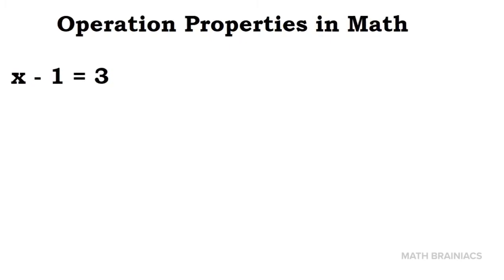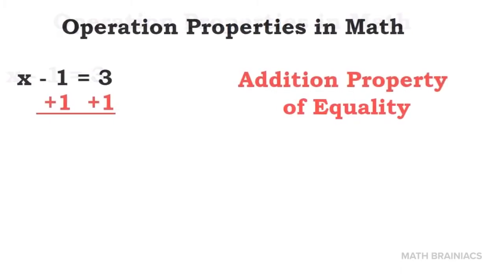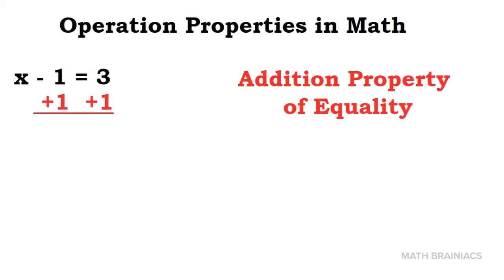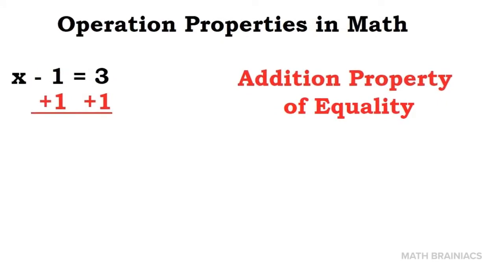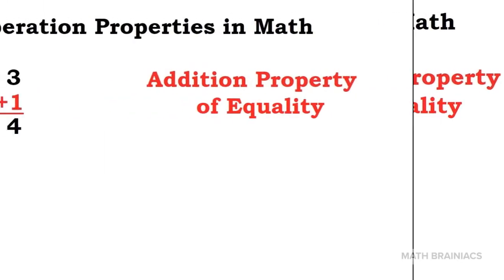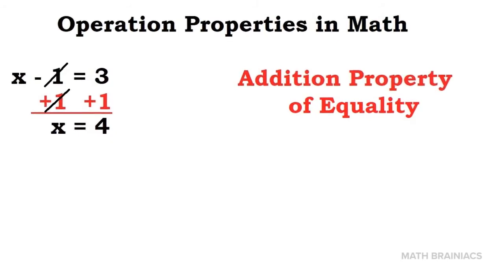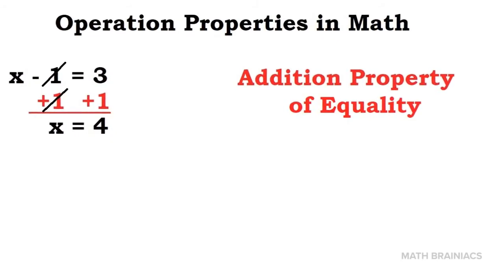Let us work on this example. x minus 1 is equal to 3. What property are we going to use to solve for x? We need to use the addition property of equality here. We need to add 1 on both sides of the equation. Accordingly, we can cancel out the 1 on the left side of the equation and we can come up with x is equal to 4.